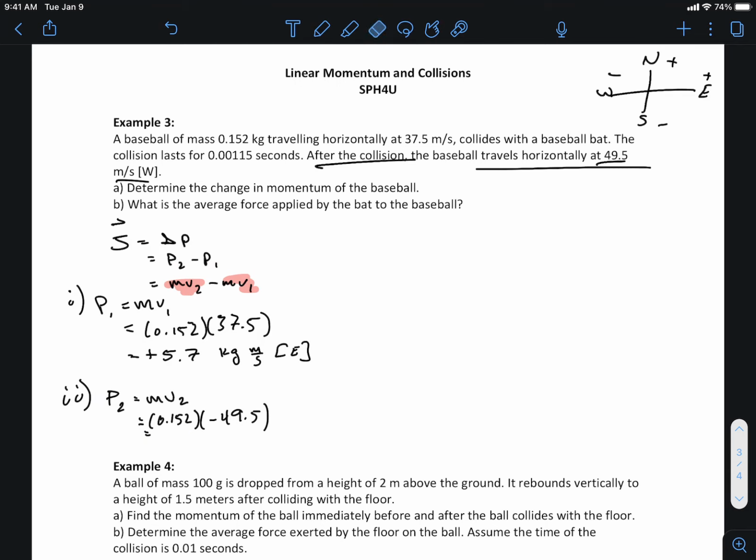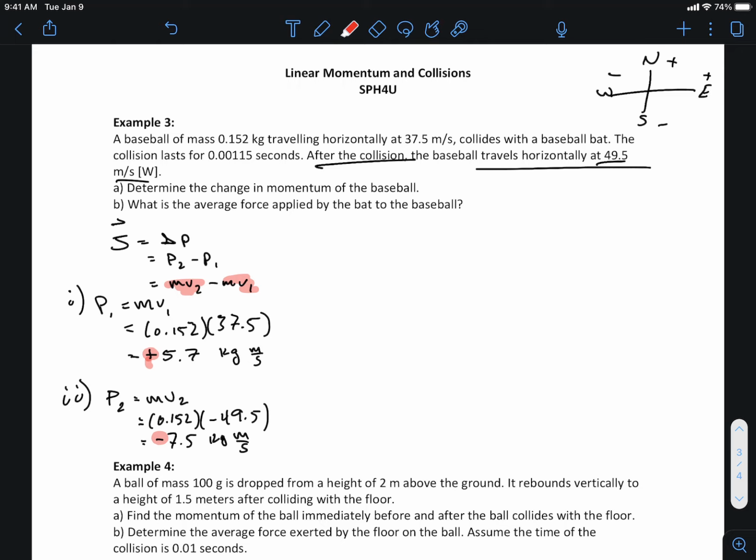And we can find that the momentum finally would be 7.5 in the west direction, or negative. You can make it either or, right? Because you didn't want to include the directions. Just notice I've specified the directions on each of those, okay?